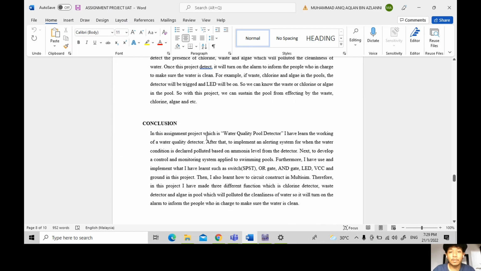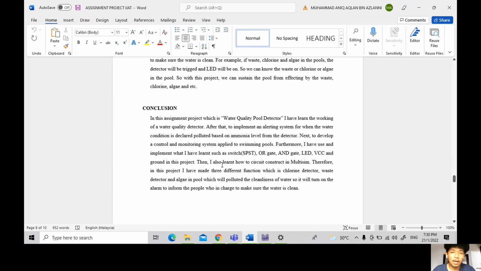In this assignment project, which is the water quality pool detector, I have learned the working of a water quality detector. After that, to implement an alerting system for when the water condition is declared polluted based on ammonia level from the detector. Next, to develop a control and monitoring system applied to swimming pools. Furthermore, I have used and implemented what I have learned, such as switch, OR gate, AND gate, LED, VCC, and ground in this project. Then, I also learned how to construct a circuit in the system.